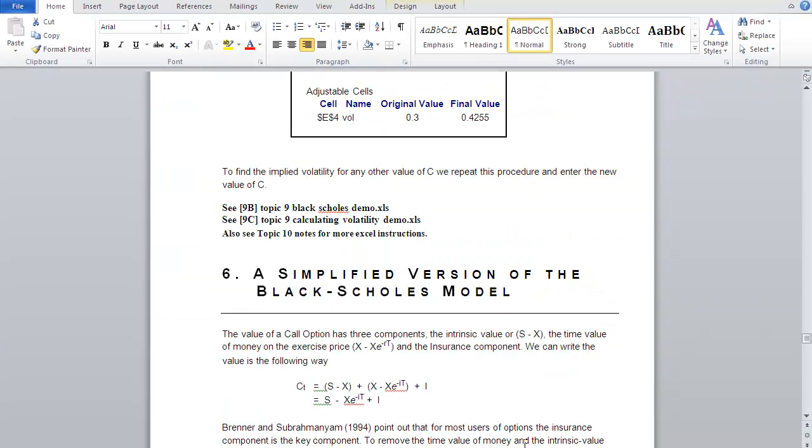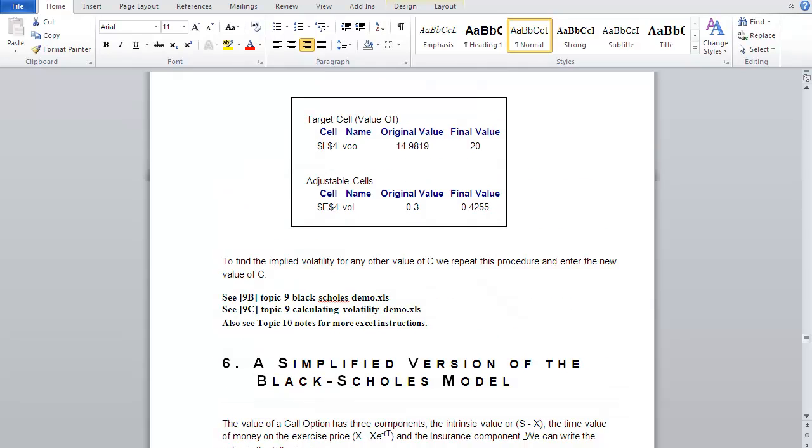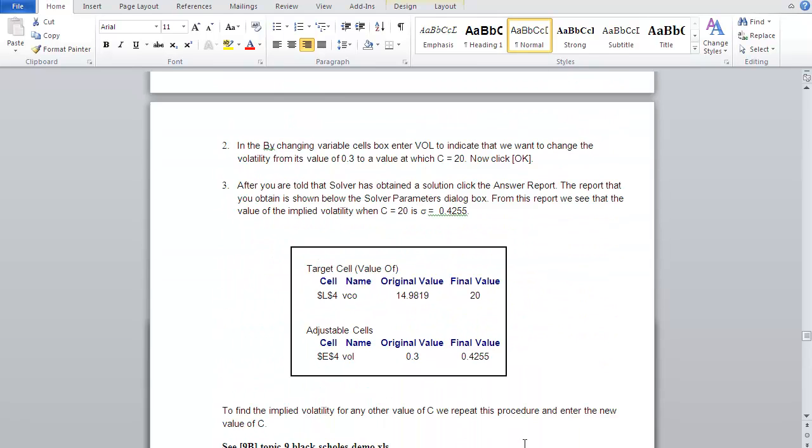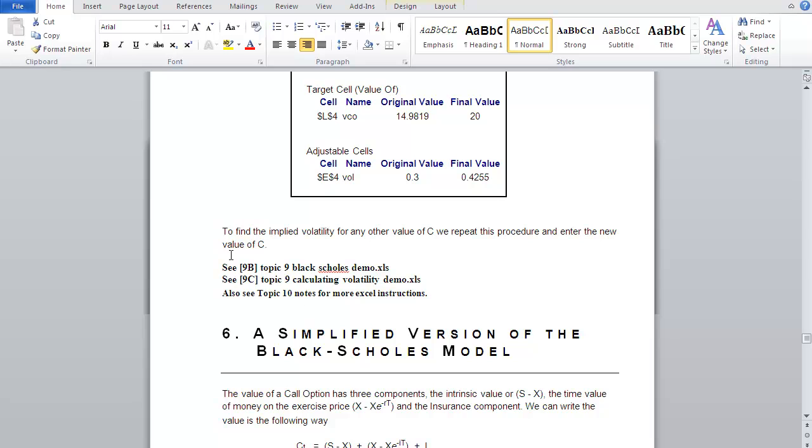Okay, what we're doing here is just working out and showing you how to put the Black-Scholes option pricing model into Excel. There's a couple of examples here, 9b and 9c. They're actually the same example, so I might just go straight to 9c, this one here.